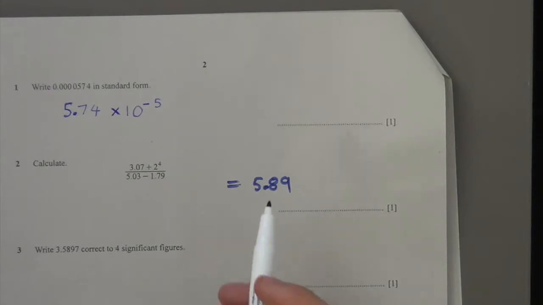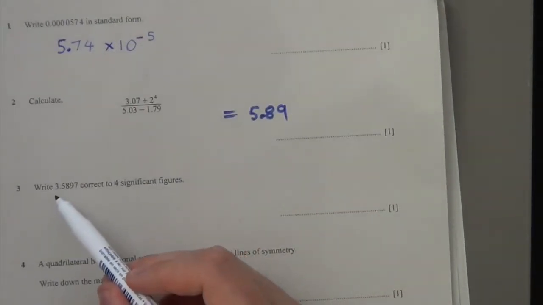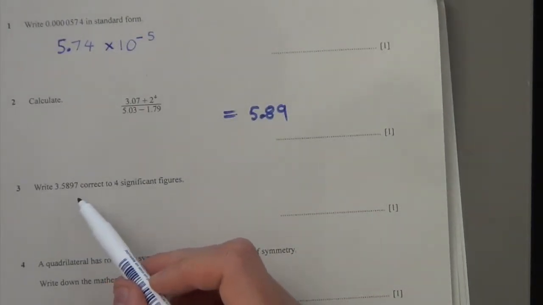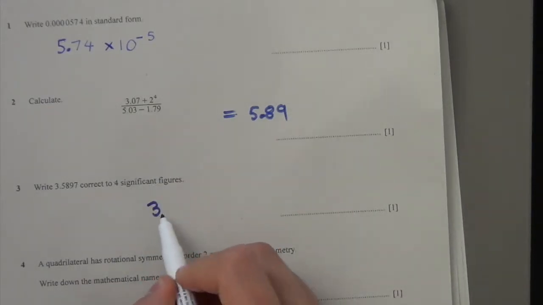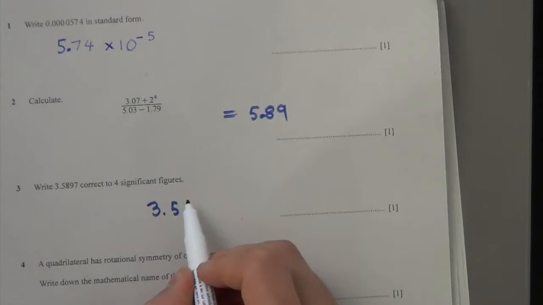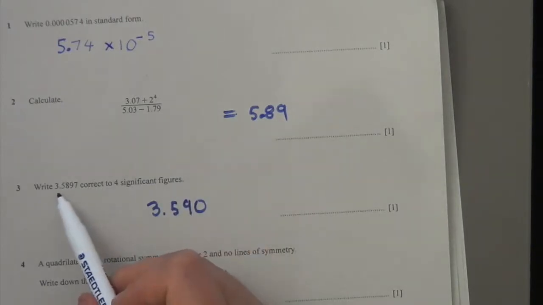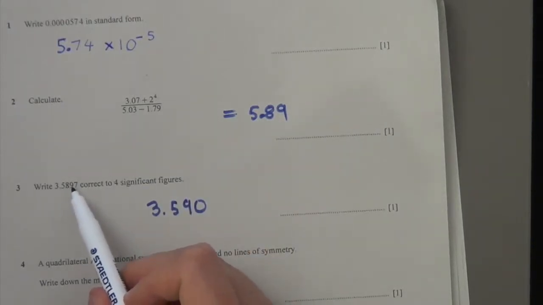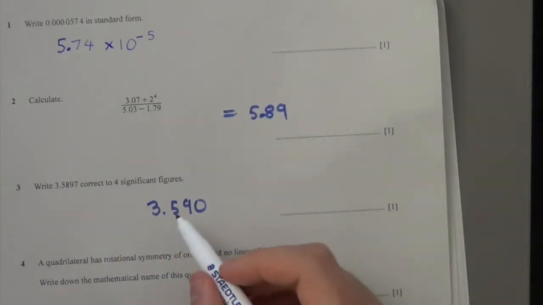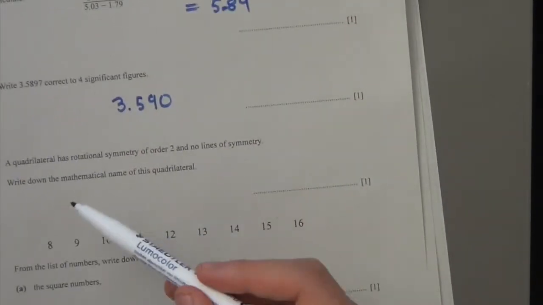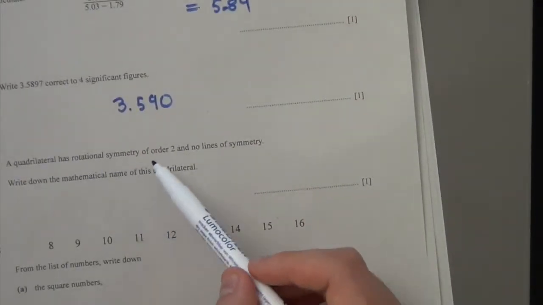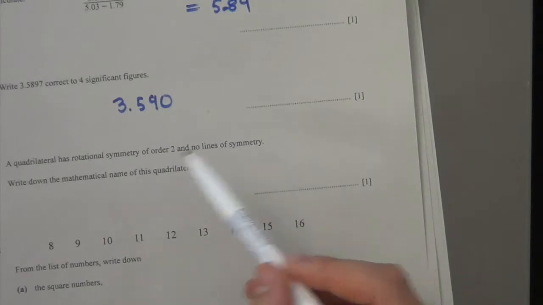Okay. Next question. Write 3.5897 to 4 significant figures. Okay, so this one, I'm going to write 3.590, and the reason for that is 1, 2, 3, 4, 8, 9. When we round up 89, it becomes 90. Okay, so the answer is 3.590.